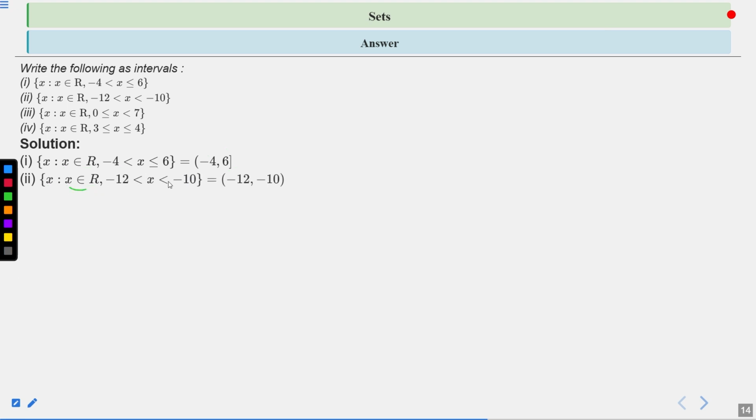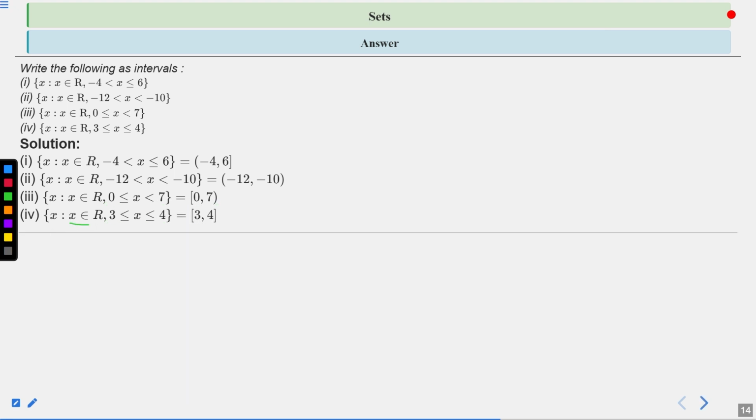Now for the second, all real numbers greater than minus 12, less than minus 10. So open interval minus 12 to minus 10. For the third, all real numbers greater than or equal to 0, less than 7. So we are including 0, excluding 7. So closed at 0, open at 7. Fourth, the collection of all reals greater than or equal to 3, less than or equal to 4. So we are including both 3 and 4. So we are going to use square brackets. So square bracket 3, 4 represents the closed interval 3, 4. Clear?